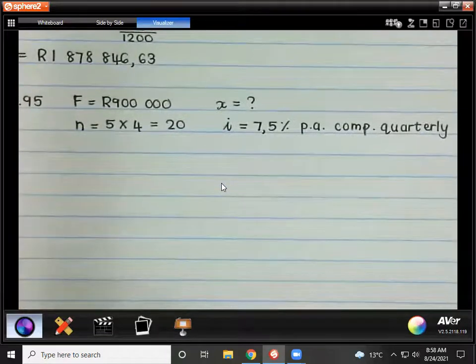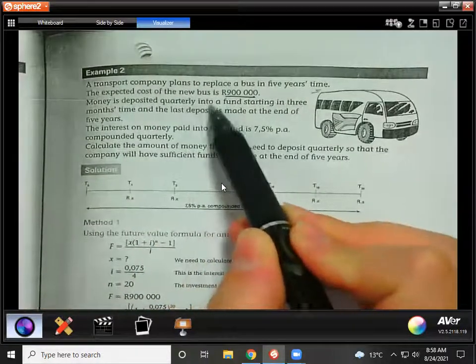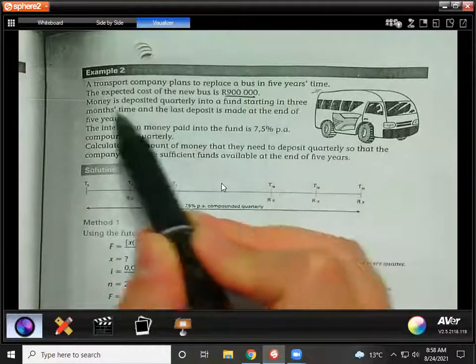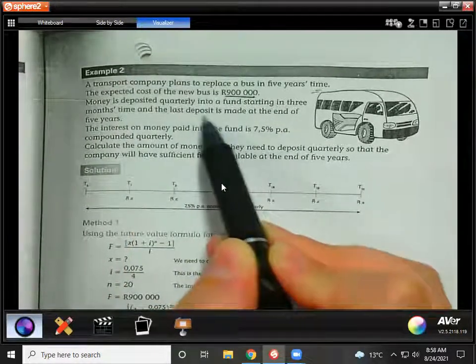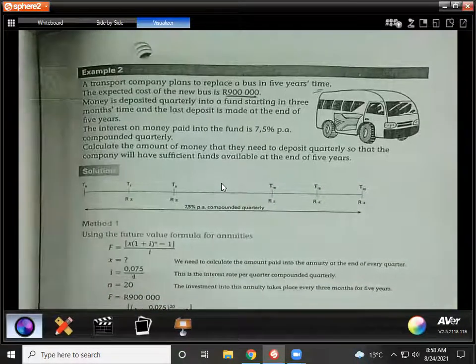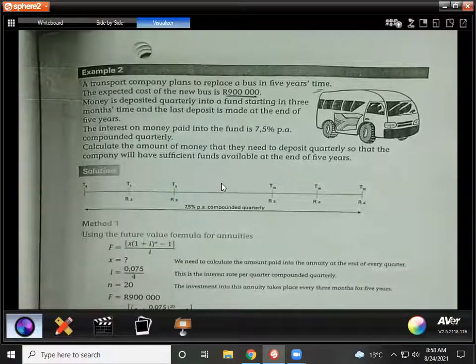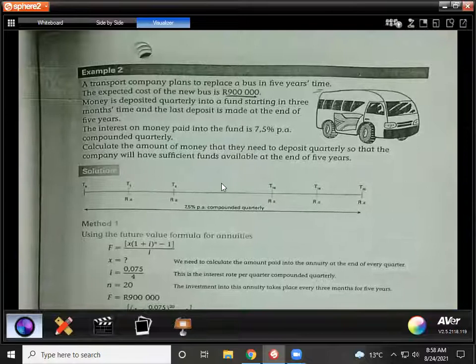I just quickly want to discuss this time period that they're talking about because they made it sound a bit confusing. They're saying money is deposited quarterly into a fund starting in 3 months' time, and the last deposit is made at the end of 5 years. Now, let's just think quickly, because all that we actually need to know is how many payments are made per year. Now, if the first payment is made in 3 months' time, do we agree that that is at the end of the first quarter of the year?